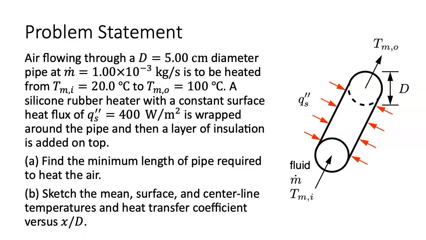For part A, find the minimum length of pipe required to heat the air. For part B, sketch the mean, surface, and centerline temperatures and heat transfer coefficient versus dimensionless axial distance downstream.